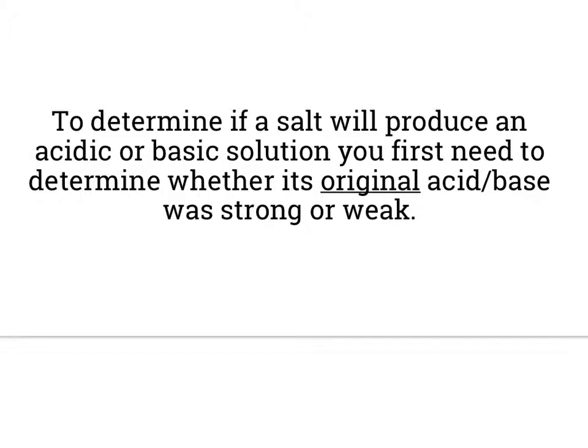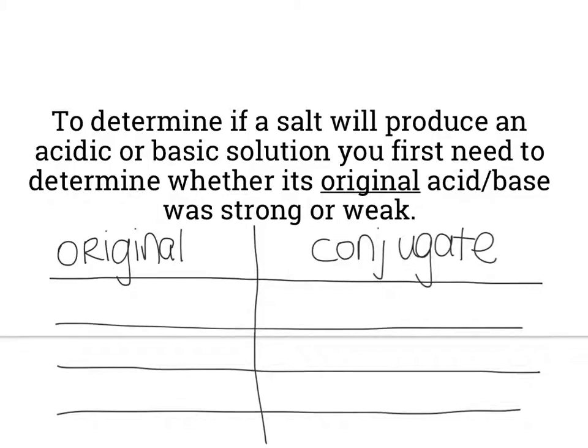Now, to determine if a salt will produce an acidic or basic solution, you first need to determine whether its original acid was strong or weak. Now, I may not have mentioned this before, so I might as well mention it now. We have 4 main types of acids or bases that we'll be dealing with. We have our strong acids and our strong bases, and we have our weak acids and our weak bases. Now, the conjugate of any acid is going to be some kind of a base, and the conjugate of a base is going to be some kind of acid.